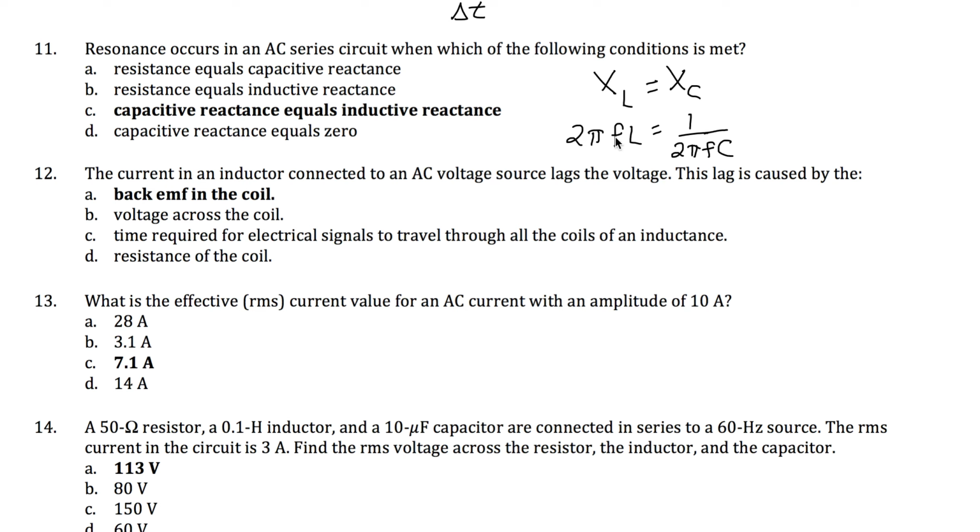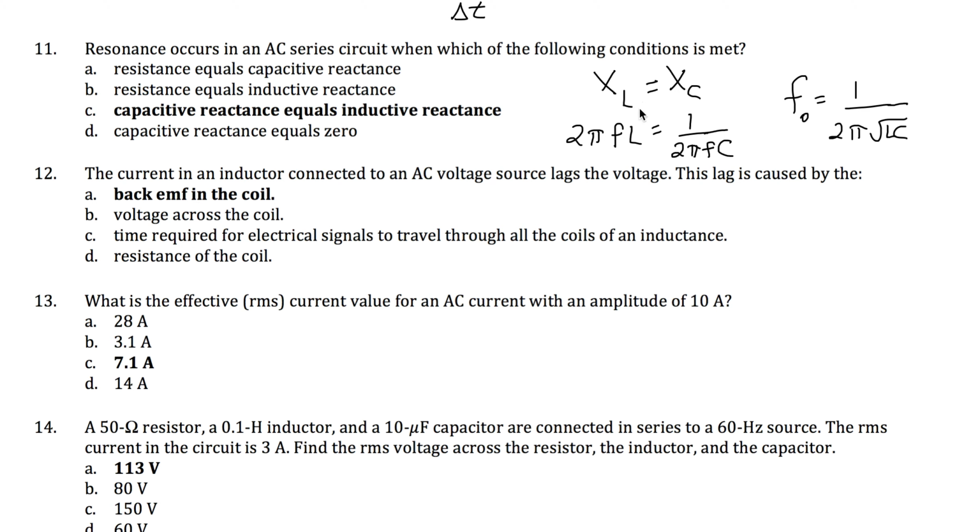And when you solve this equation for frequency, that frequency is the resonant frequency, and that's the condition for resonance when you have reached your resonant frequency. And we ended up with an equation for F, which we called F naught to specify that this special case, when the two reactances are equal, gives you the resonant frequency. We got 1 over 2 pi square root of LC.